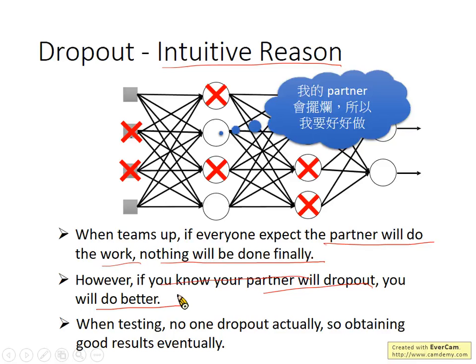If everybody thinks about working harder to get the job done, then the power of the whole team will be improved. So this is an intuitive reason. When testing, no one actually drops out, so we eventually obtain good results. This is a very intuitive reason to make such a simple idea workable.